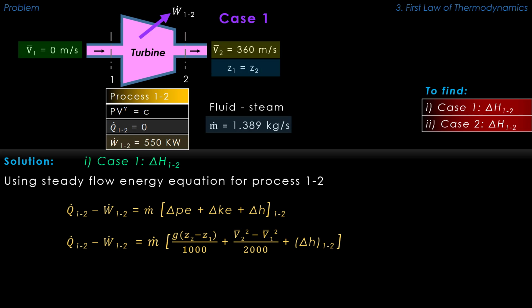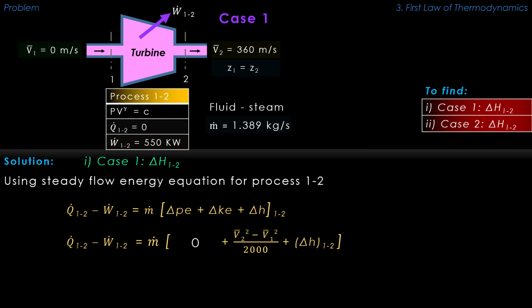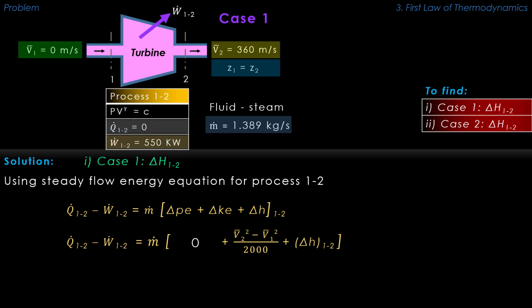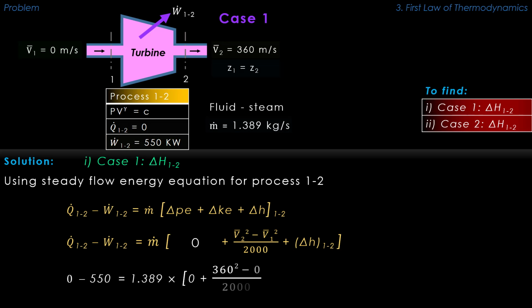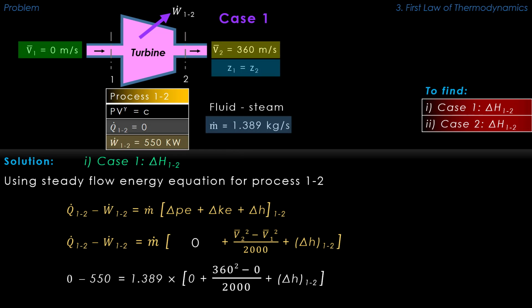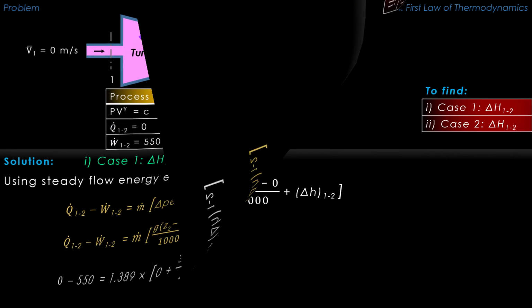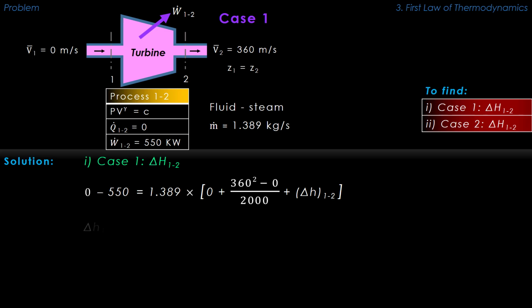Now we see that we have the values of Q12, W12, m dot, and both velocity and Z values. Since Z1 is same as that of Z2, the delta PE term will be 0. So, simply substituting the values, we can write 0 minus 550 is equal to 1.389 into [0 plus (360 square minus 0) upon 2000 plus delta H of 1-2]. So, after calculation, we get delta H of 1-2 is equal to minus 460.77 kilojoules per kg.